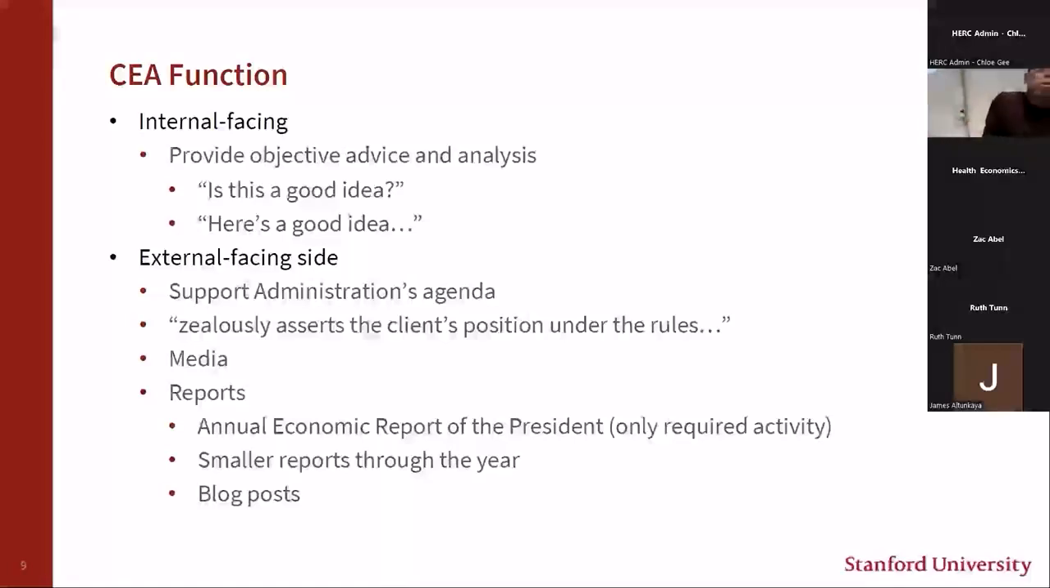There are smaller reports we'll do through the year to highlight things the administration is doing, or to support or advocate for things the administration wants to do. And then we also have a blog, and so we post things to the blog. So that's the external facing side of things.